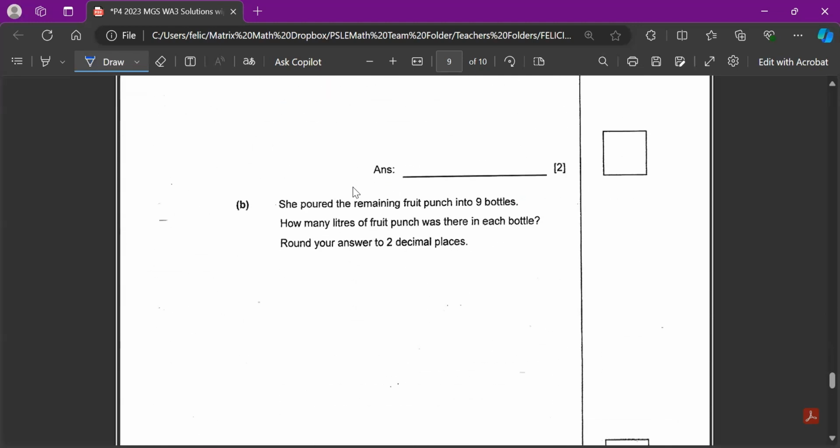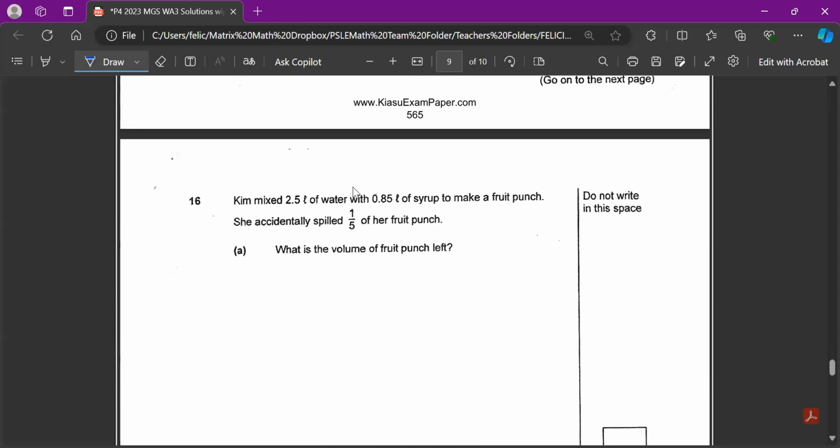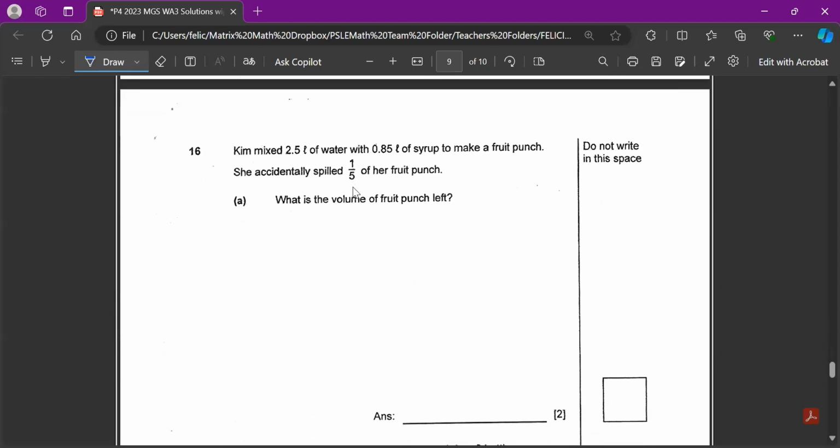Okay, this is our last question, question 16. Kim mixed 2.5 liters of water with 0.85 liters of syrup to make a fruit punch. She accidentally spilled 1/5 of her fruit punch. What is the volume of fruit punch left? First we need to find out the volume of the original fruit punch. Because I only know she used this much water and this much syrup, she mixed them together. That's how she made the fruit punch.